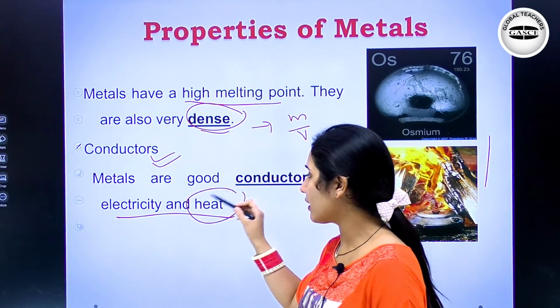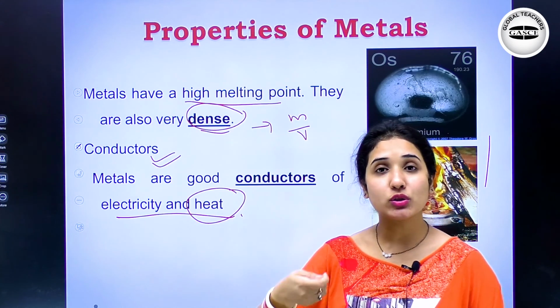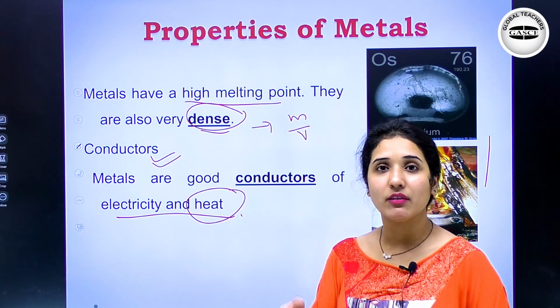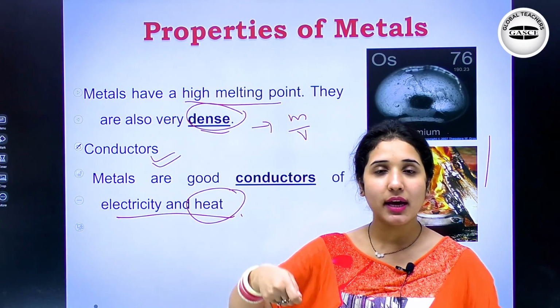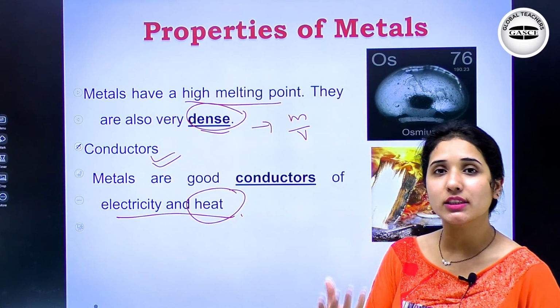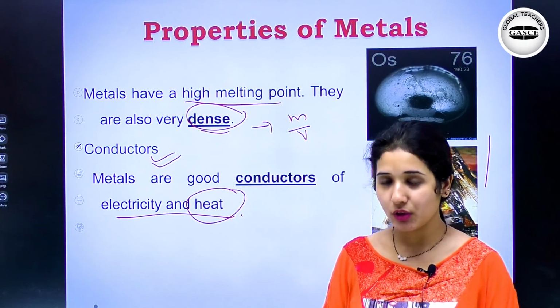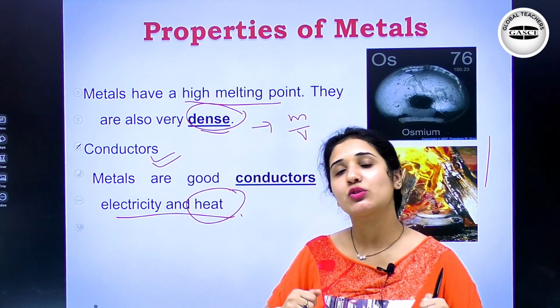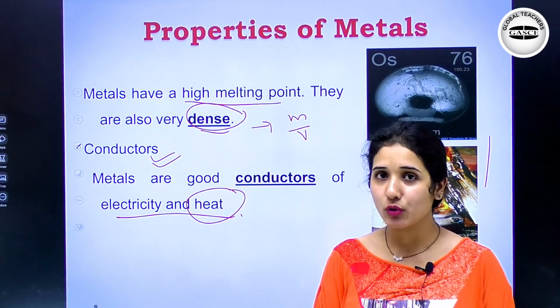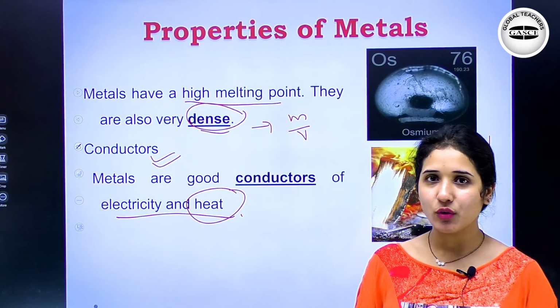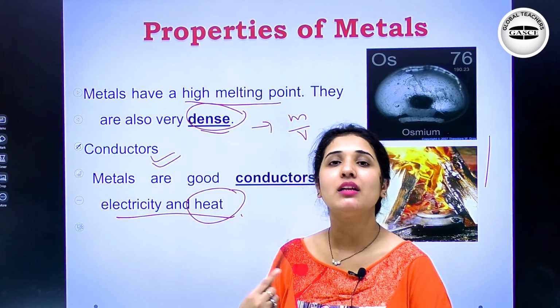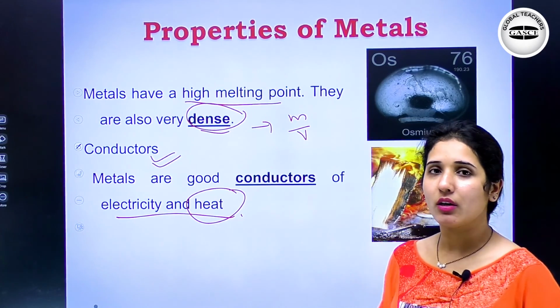And how are they good conductors of heat? Because we use utensils made of metal for cooking. We keep them on the gas stove and the food gets cooked inside. We never keep plastic utensils over the gas stove to cook our food, because they are not good conductors of heat. Metals are. That is why they are used for cooking. Okay, let's move next.